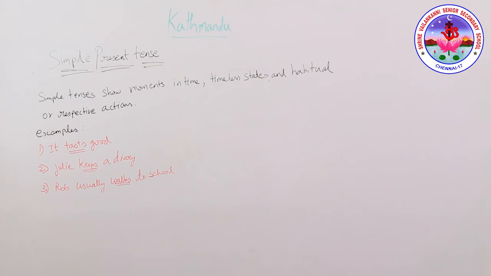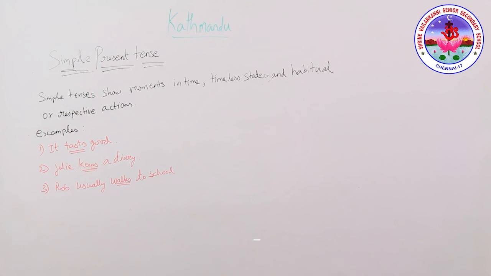Now I'm talking about simple present tense. You know what a simple present tense is. Simple present shows moments in time, timeless states, and habitual or repetitive actions. What do you mean by habitual or repetitive actions? What do you mean by habit? Now, see the second example here. Julie keeps a diary. It's a habit, isn't it? She has the habit of writing a diary.